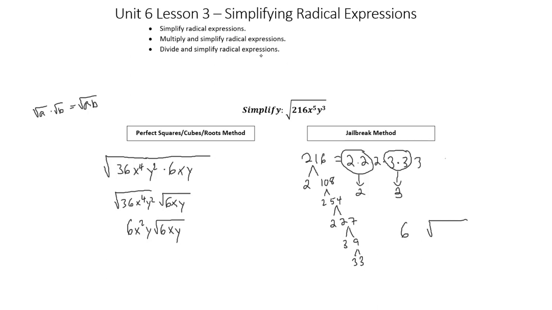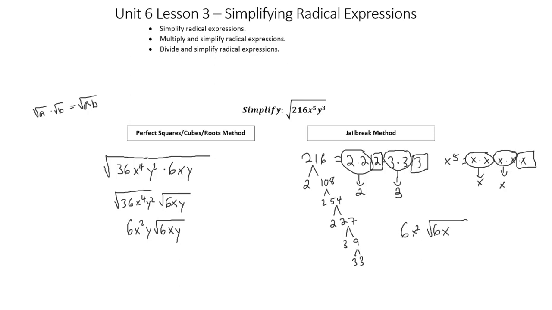Well, we can do the same thing with x to the fifth, which is x times x times x times x times x. So here is a pair of twins, and here's a pair of twins. They each escape. So we have an x squared on the outside. This one did not have a twin. Same thing like the 2 and the 3 did not have a twin, so they stayed locked in the box.